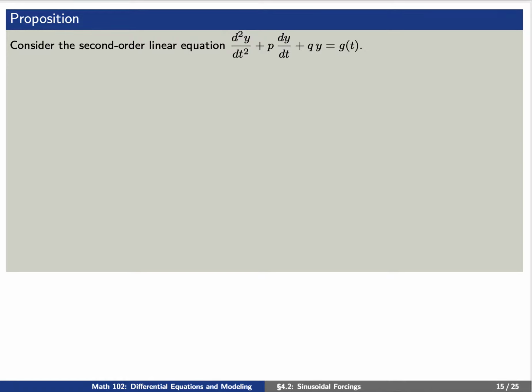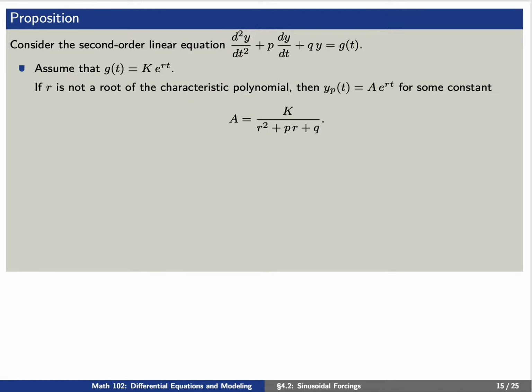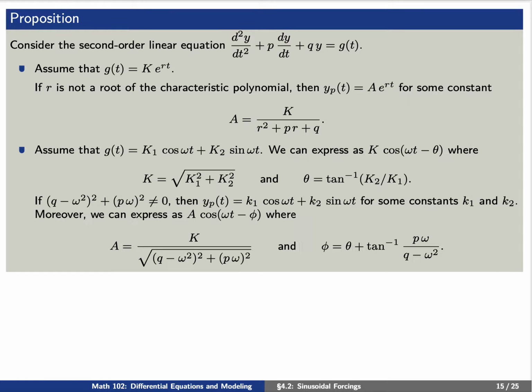We'll consider a couple of special cases about our function g of t. First, let's assume that g of t looks like an exponential, that is k times e to the rt for some constants k and r. If r is not a root of the characteristic polynomial, then a particular solution, y sub p, is a times e to the rt for some constant a, which is k divided by r squared plus pr plus q.